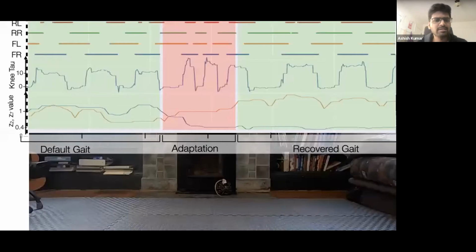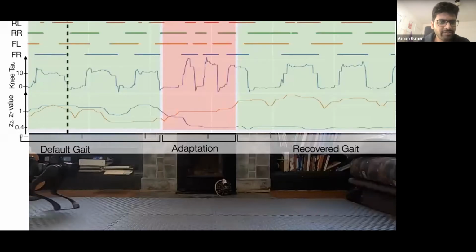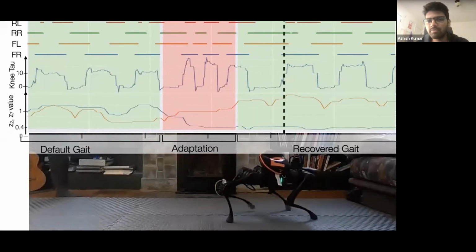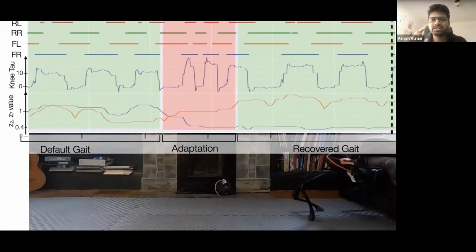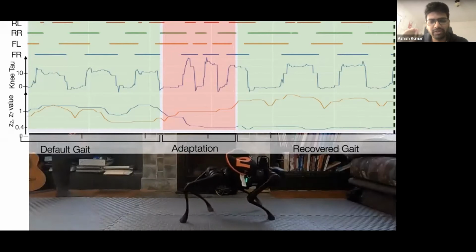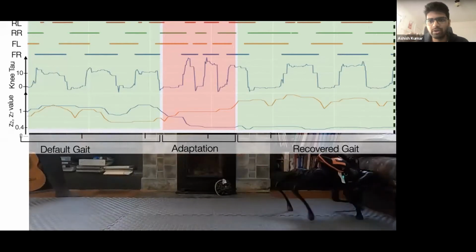We can analyze this with the same 3 plots. We see that when the payload lands on the back of the robot, the knee torque goes up and the steps become more frequent. But the moment the extrinsics change to capture the fact that there is a payload on the back of the robot, the gait plot and the knee torque go back to normal.